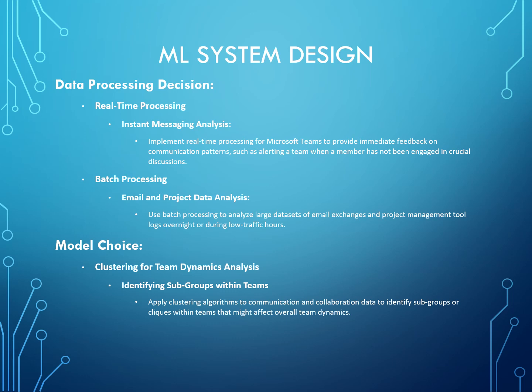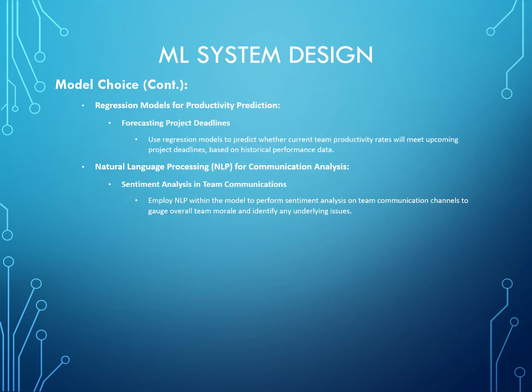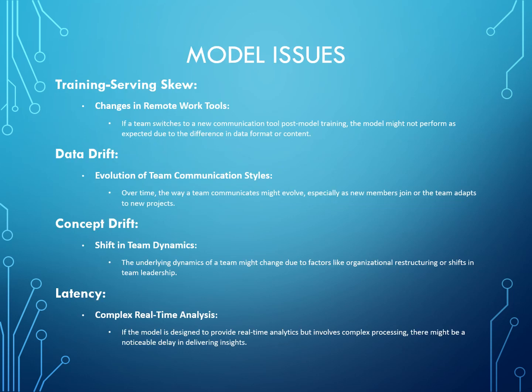For the model choice here, we can use clustering algorithms applied to communication and collaboration data to identify subgroups and cliques within teams that affect overall dynamics. Additionally, we can use regression models to predict whether current team productivity rates will meet upcoming deadlines based on historical performance data. And natural language processing can be used to perform sentiment analysis on team communication channels to gauge overall team morale and identify any underlying issues.